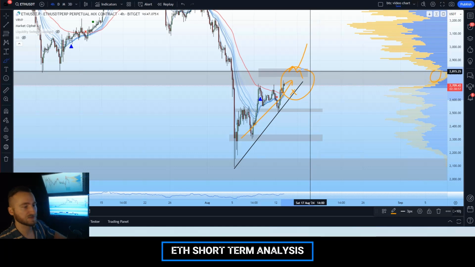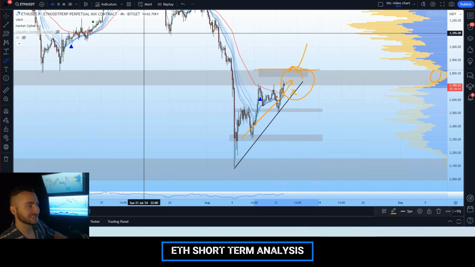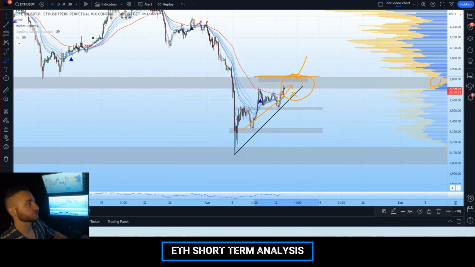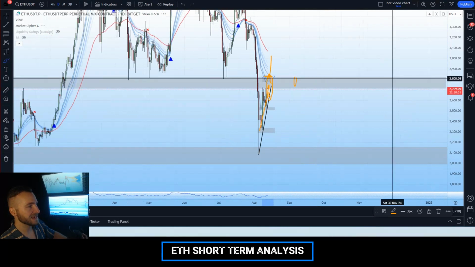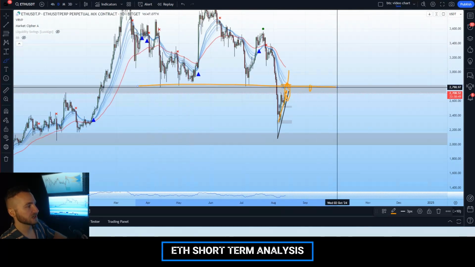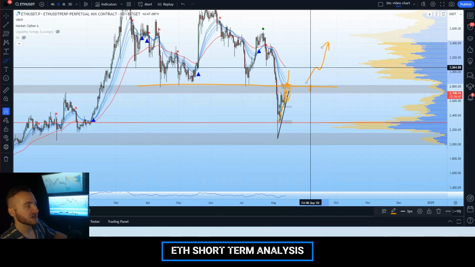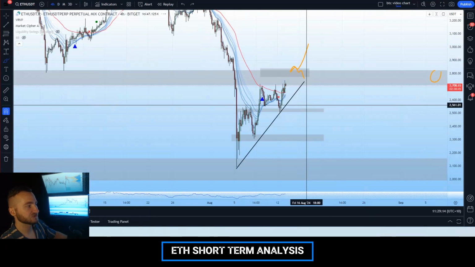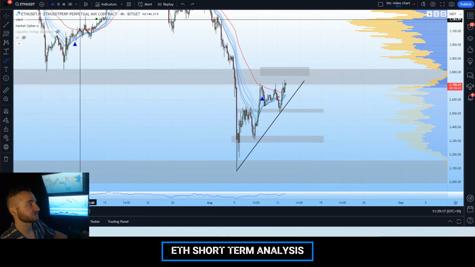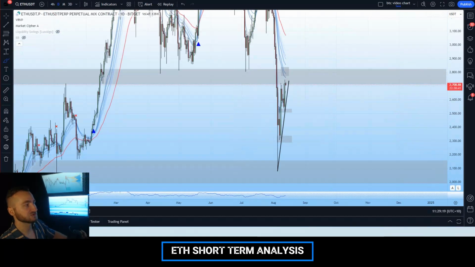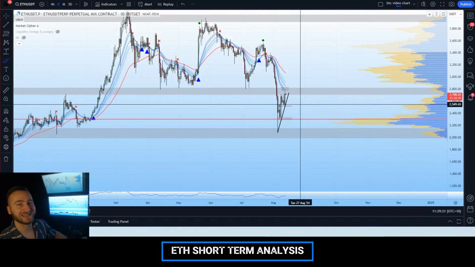I'll say it one more time. If we break a daily candle above here and we are able to reclaim this major area of support, we will see a continuation higher, but we are now retesting resistance, and the best thing to do when we are retesting these critical high time frame resistances is to sit back, be patient, and let the price action develop. React instead of predict.